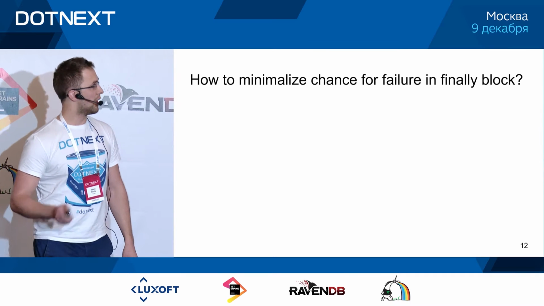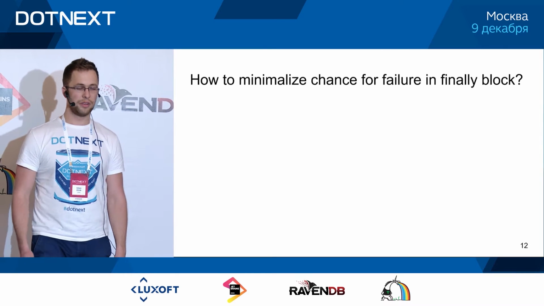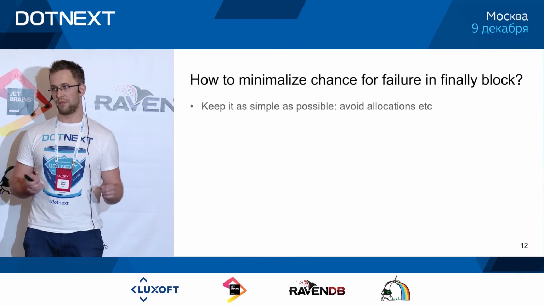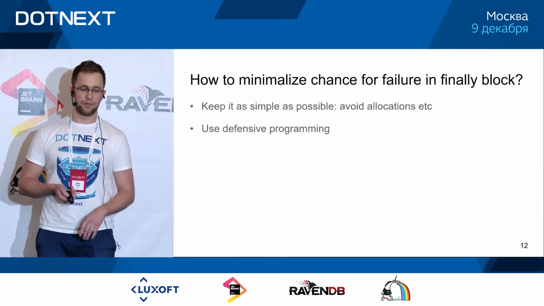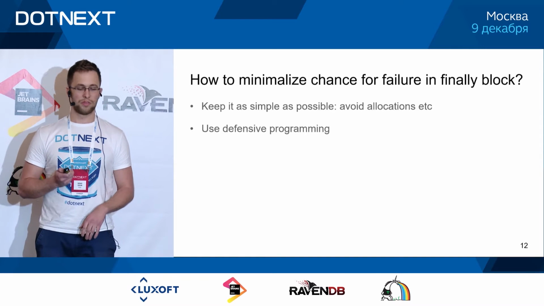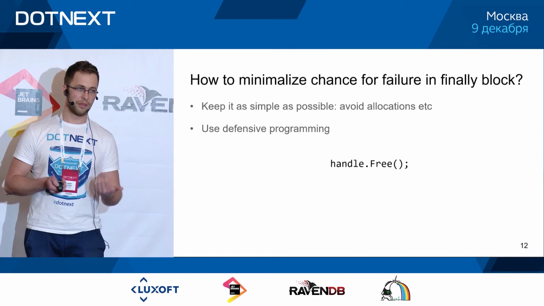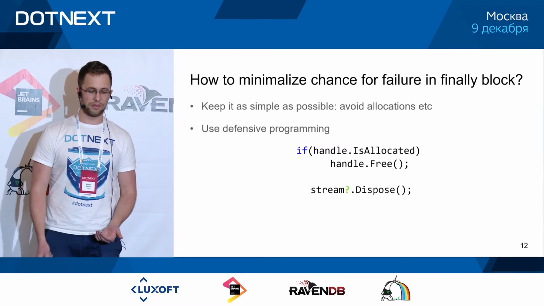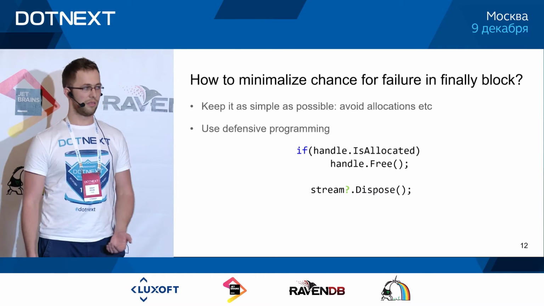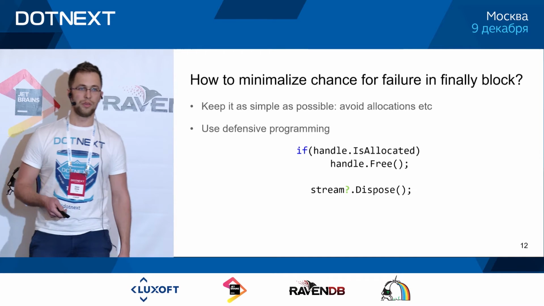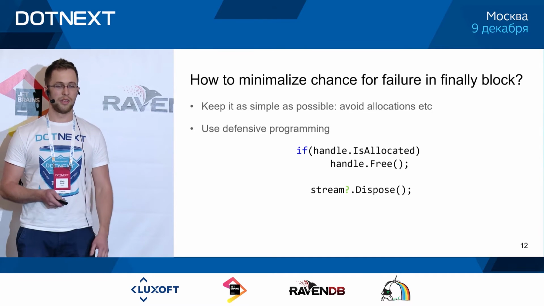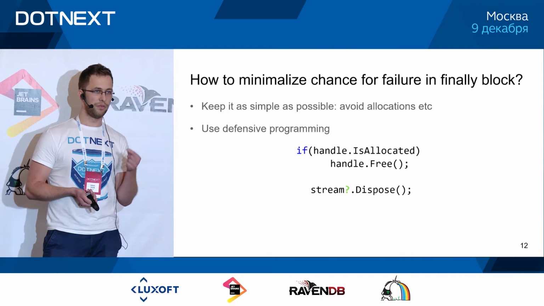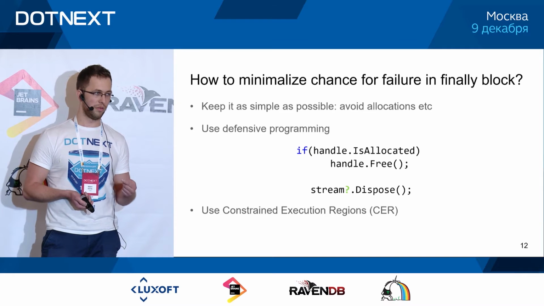So, how to minimize the chance for failure in the finally block? First of all, we need to be very simple, just releasing the resources, nothing else. Second of all, we need to be defensive. So before we free the handle, we check if it was allocated first. And with the latest C# 6, the code gets even simpler. Of course, if you are using the using keyword, you get this out of the box. But the last thing that you can do is use constrained execution regions.